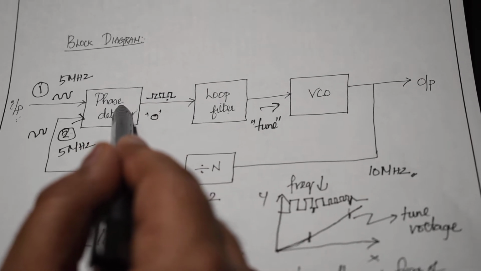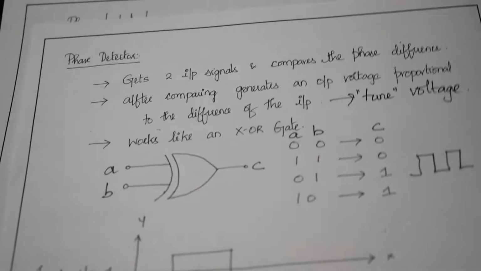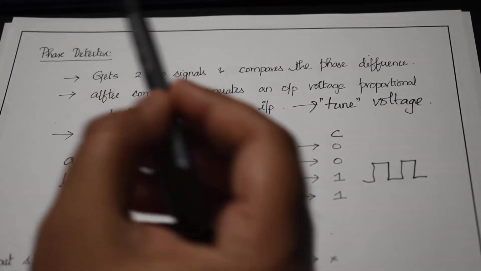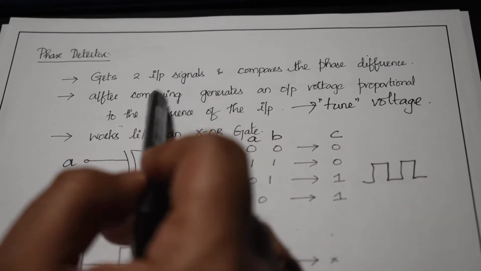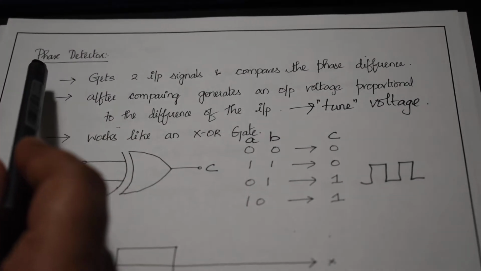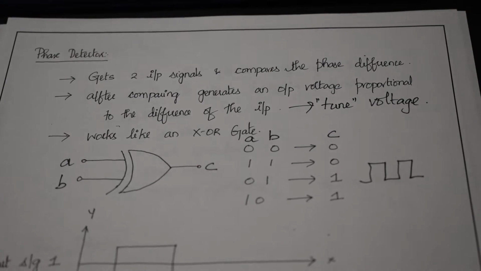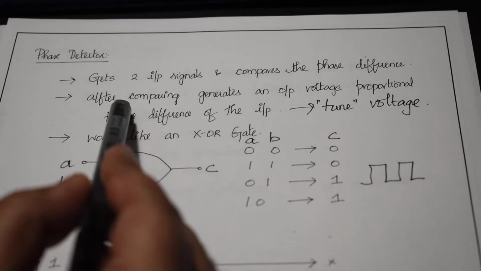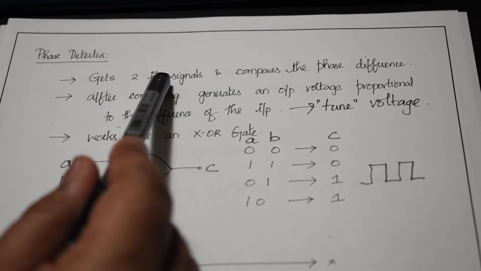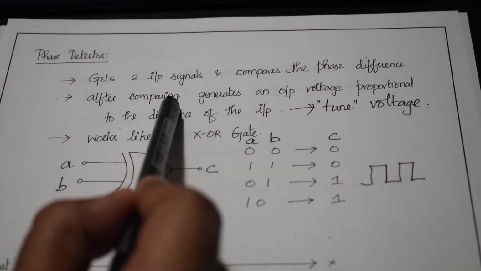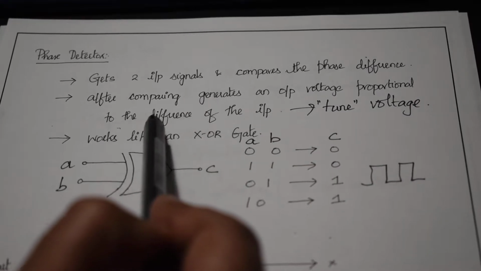So now let's get on to the phase detector. What the phase detector does is it gets two input signals and compares the phase difference. So it is very simple. Let's say you have two signals which are flowing from 0 to 100 and 100 degrees to 0 and so on. What it does is it compares that signal with another set of signals, and after comparing, it generates an output voltage that is proportional to the difference of the inputs.